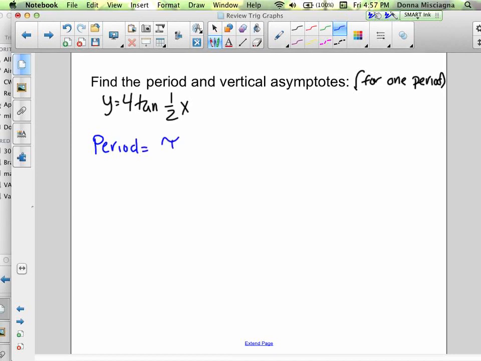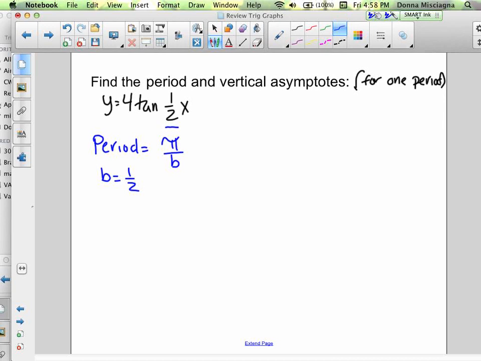To find the period, we take pi and divide by b. B is the coefficient on x. It's right there. So b is 1/2. 4 is kind of an amplitude. Amplitude doesn't have meaning for tangent, because it doesn't have a maximum or minimum value like sine or cosine. So we don't really worry about it unless it's negative. We're only going to be dealing with period and the vertical asymptotes, and both of them only involve b.